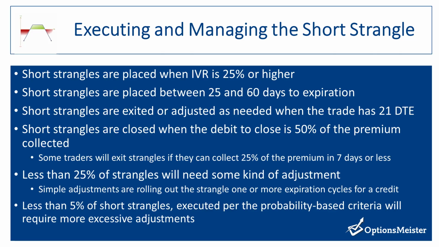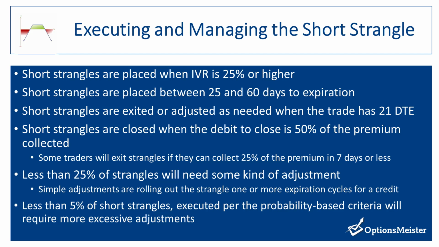We place short strangles when implied volatility rank is 25% or higher. We place short strangles between 25 and 60 days to expiration. Short strangles are exited or adjusted as needed when the trade has 21 days to expiration. Short strangles are closed when the debit to close is 50% of the premium collected. Some traders will exit strangles if they can collect 25% of the premium in 7 days or less.